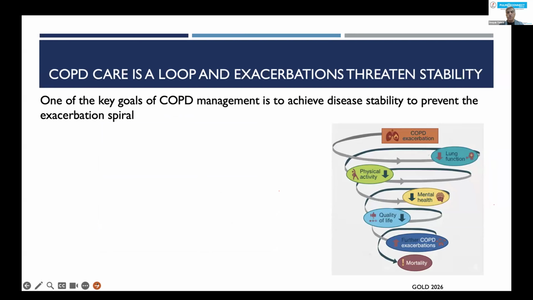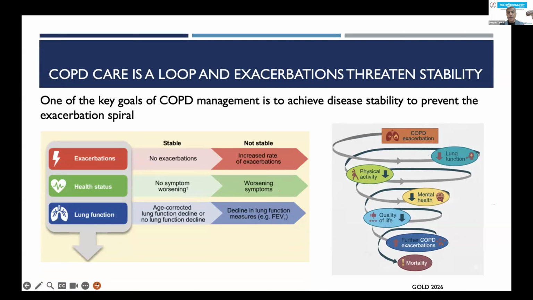Now, what do we do when the patient comes to us in exacerbation? Each COPD exacerbation leads to decrease in lung function, decrease in physical activity, plays a significant role in depressing their mental health, and decreases their quality of life, thereby putting them into a spiral of exacerbations where one exacerbation leads to another, which translates into higher mortality in this group of patients. So we really need to break that exacerbation cycle, improve their health status, and try to maintain their good lung function without any functional decline.